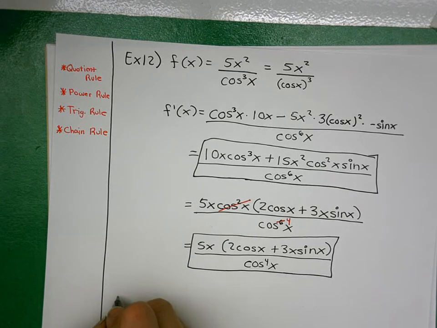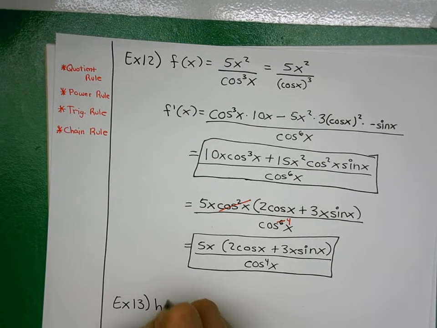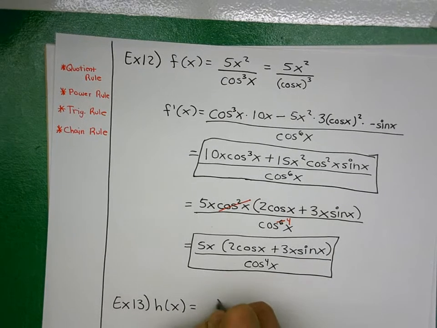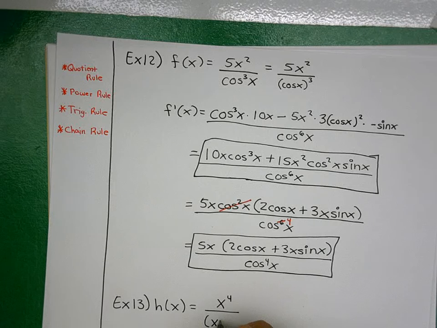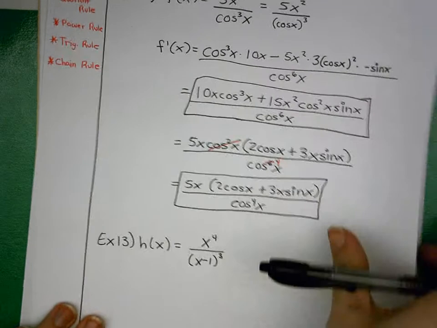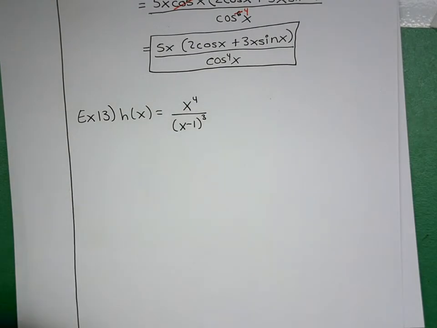Example 13. We have h of x equals x to the 4th over the quantity of x minus 1 cubed. Again, we're only going to do a couple more, so I'd recommend sometime soon pausing the video, giving this one a shot.